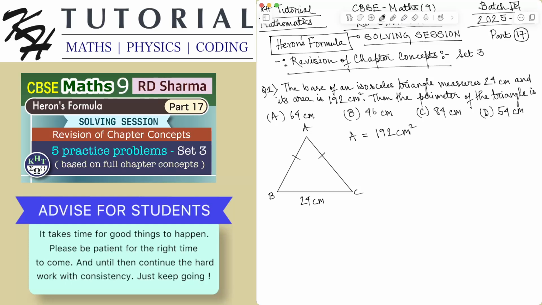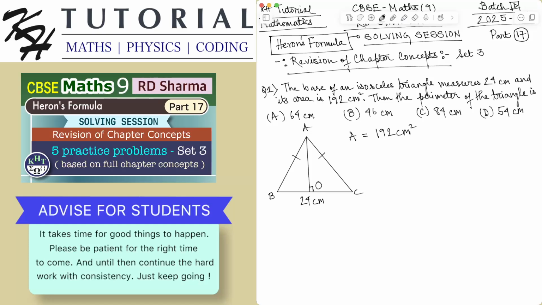Now we have to find the perimeter. To find the perimeter, we need to know the length of one of the equal sides, AB and AC. How do we know that? The concept is that we are given the area and we are given the base BC. So from that we can find the length of the altitude on the side BC from the vertex A. Let's say AO is the altitude or perpendicular distance on the side BC from the vertex A. So AO will be the altitude of the triangle ABC corresponding to the base BC.